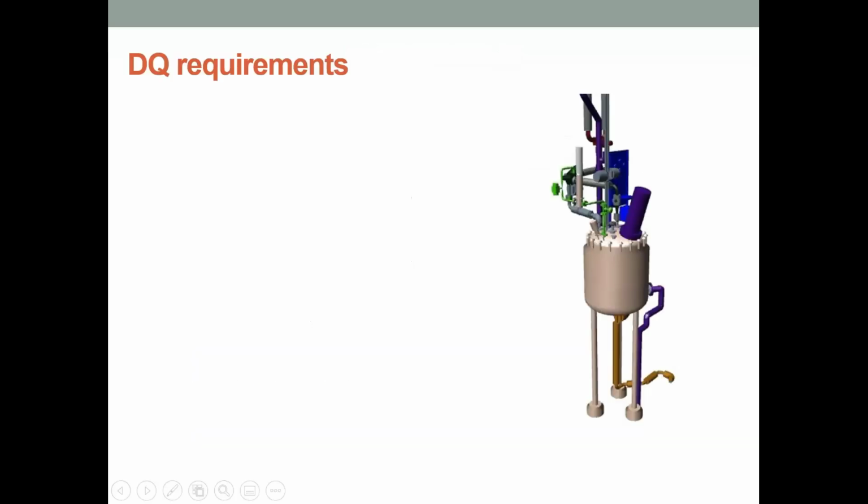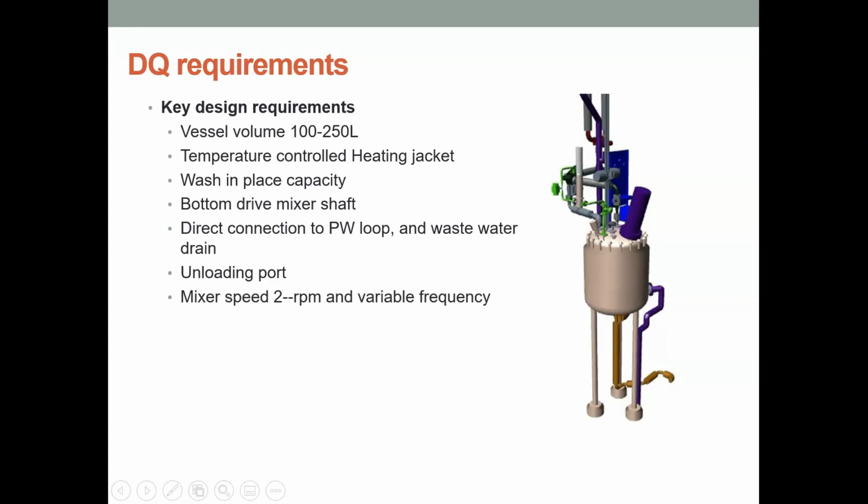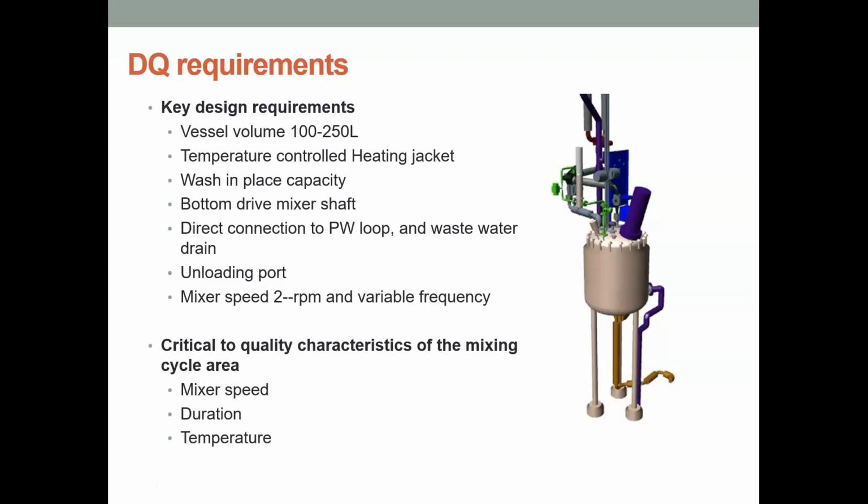Our DQ requirements. Number one, the key design requirements. First of all, we need our vessel to be able to hold 100 to 250 litres. We need a temperature-controlled heating jacket around it, and a wash in place capacity. We need a bottom drive mixer shaft for the agitation, and a direct connection to a purified water loop and to a wastewater drain. We also need an unloading port, and mixer speeds capable of 2 to 5 RPM at a variable frequency. The critical quality characteristics of the mixing cycle are going to be mixer speed, duration, and temperature.